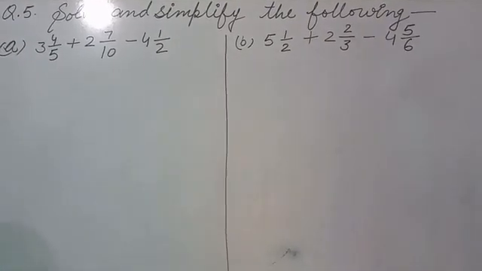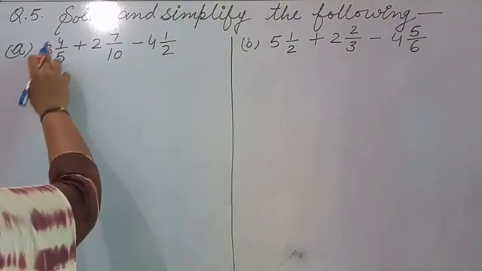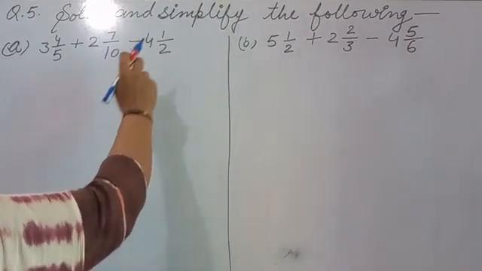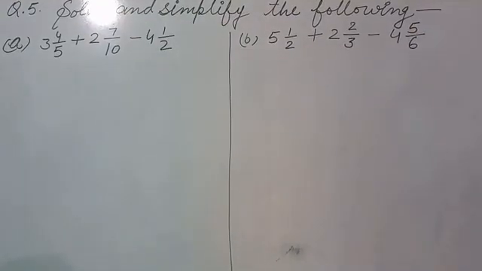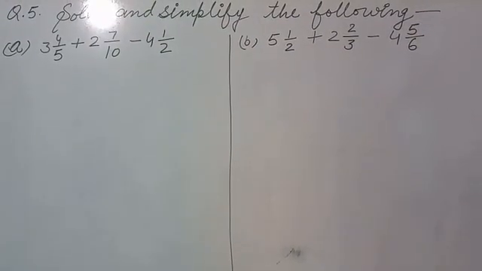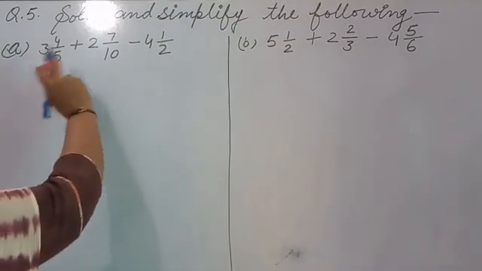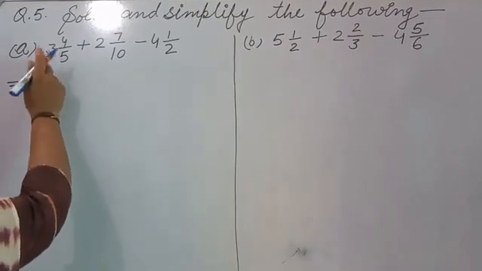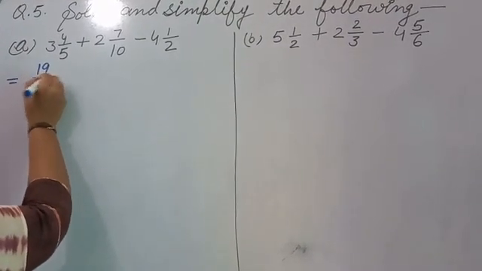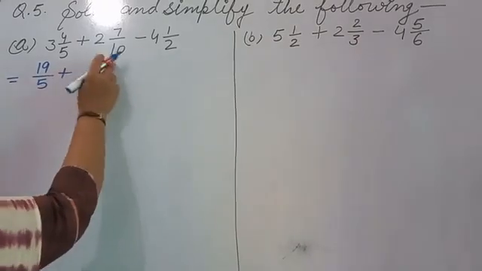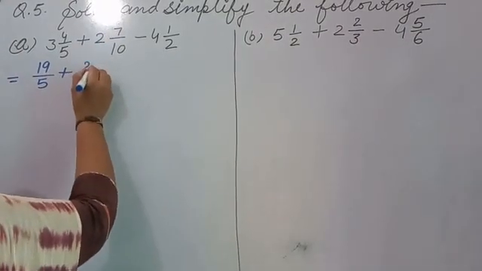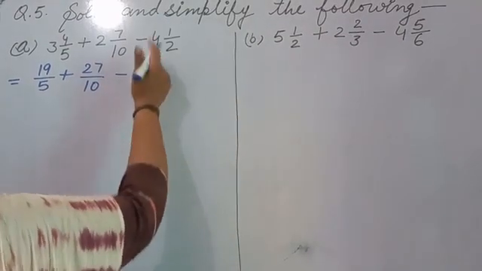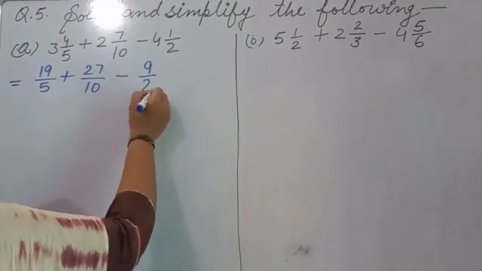Okay. Now here is A part. 3 whole 4 upon 5 plus 2 whole 7 upon 10 minus 4 whole 1 upon 2. So first of all you change them into improper fractions because they are given in mixed. So 5 3s are 15, 15 plus 4, 19 upon 5, plus 10 2s are 20 plus 7, 27 upon 10, minus 2 4s are 8 plus 1, 9 upon 2.